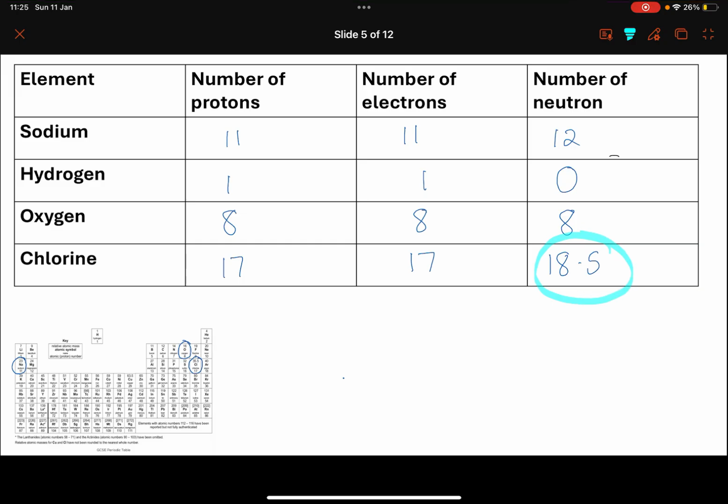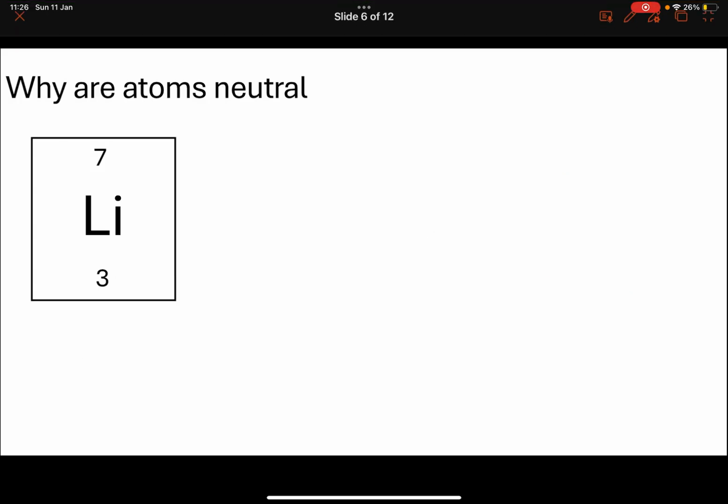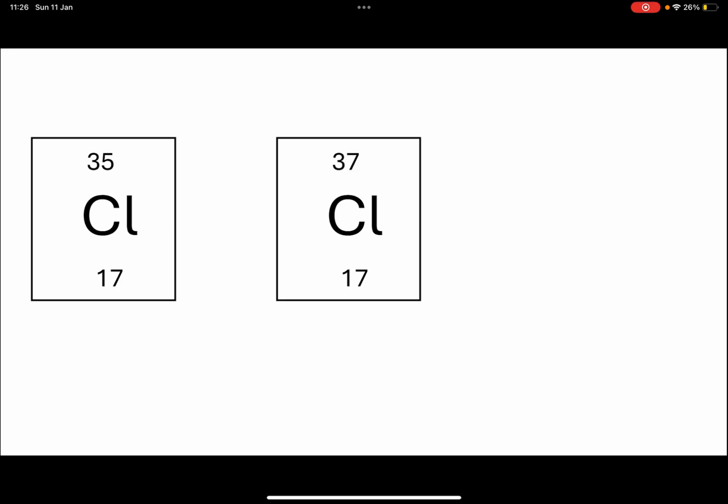You cannot have half a neutron. So why, when we're working out the protons, electrons and neutrons, does it show that chlorine has half a neutron? That's where we're going to in the next part. So I'm going to go for this one first. So chlorine exists as something called an isotope.